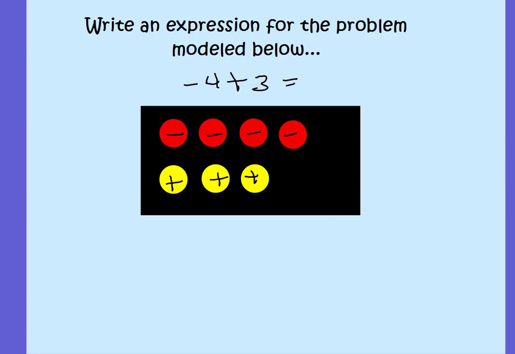Now we want to find our answer. So we need to take out our 0 pairs because there are positives and negatives. Here's 1 0 pair, 2 0 pairs, 3. So we're going to loop it, pull it out, and we're left with 1 negative. So -4 plus 3 equals -1.